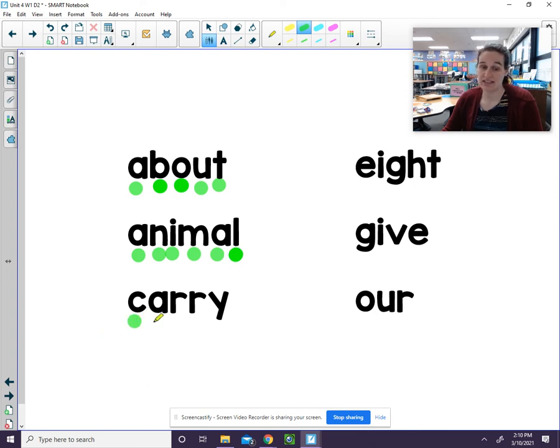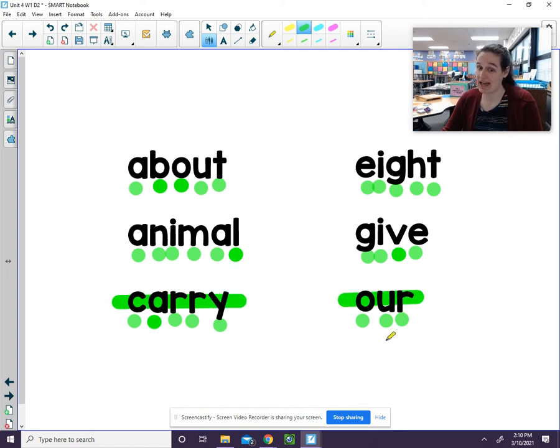Carry. C-A-R-R-Y. Carry. Eight. E-I-G-H-T. Eight. Give. G-I-V-E. Give. Hour. O-U-R. Hour. Remember, carry and hour are your spelling words, so you should be practicing spelling those every day.